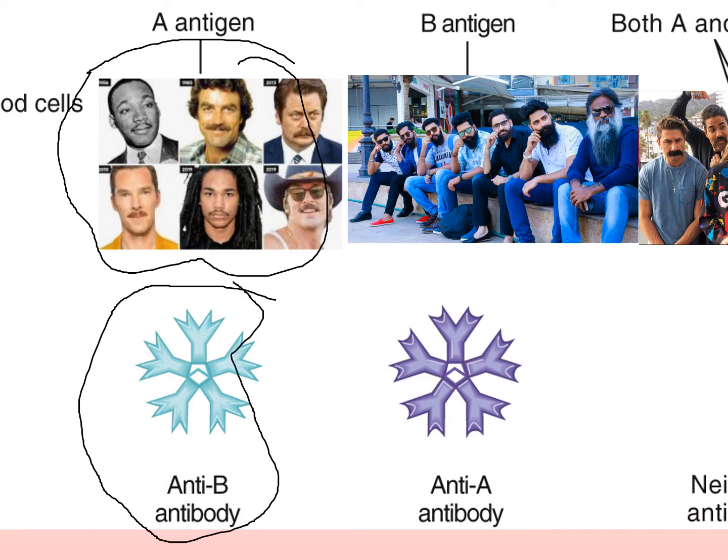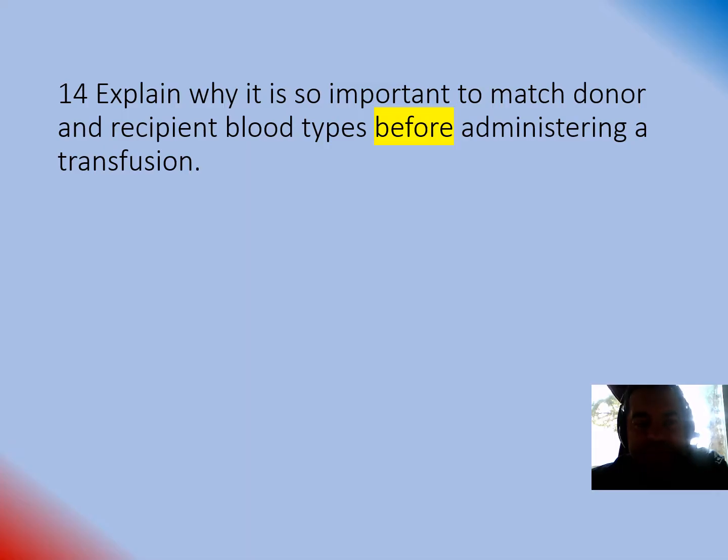I say blood type A is a mustache, blood type B is a beard, blood type AB is a mustache and a beard, and blood type O is ladies' night out. They don't like mustaches or beards. But, ironically, they're the universal donor. Explain why it is so important to match donor and recipient blood types before administering a transfusion.